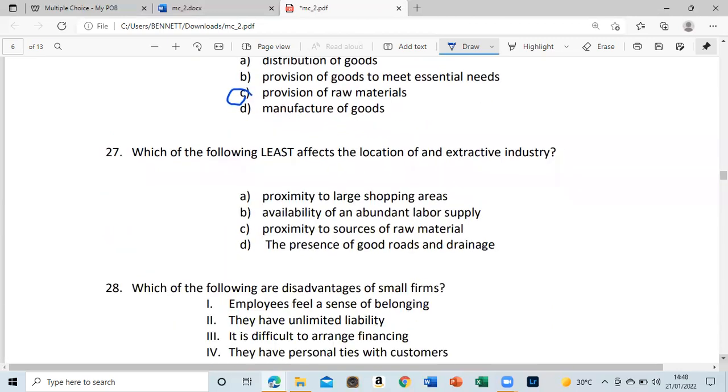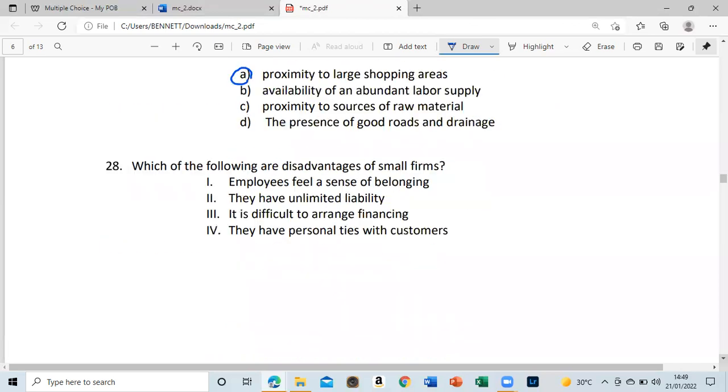Which of the following least affects the location of an extractive industry? Is it A, proximity to large shopping areas, B, availability of abundant labor supply, C, proximity to sources of raw materials, or D, the presence of good routes of trade? And we are going to go with A, proximity to large shopping areas. Notice the word least. So when people say all of them affect it, least is the key.